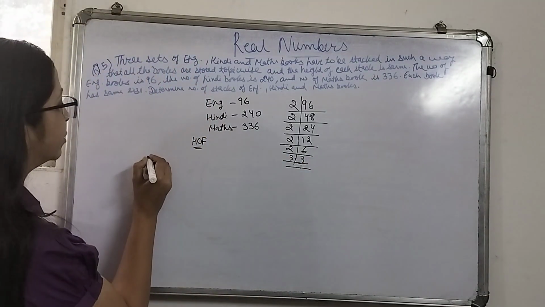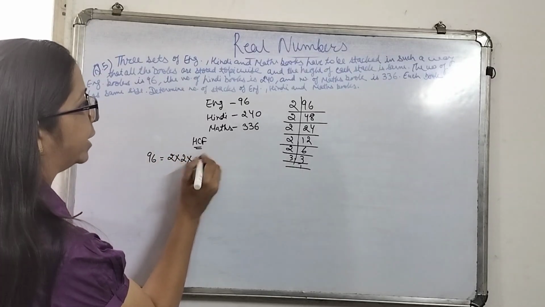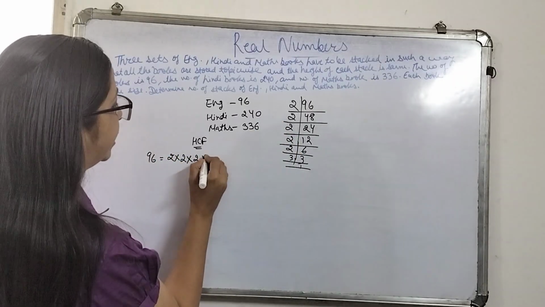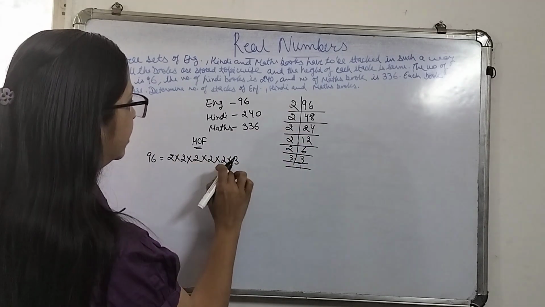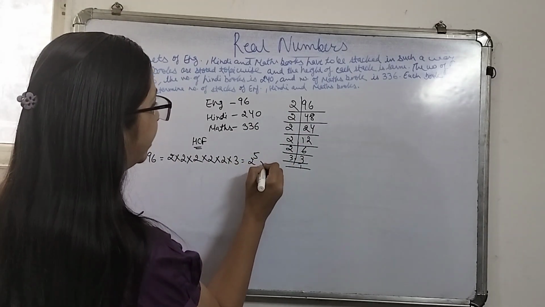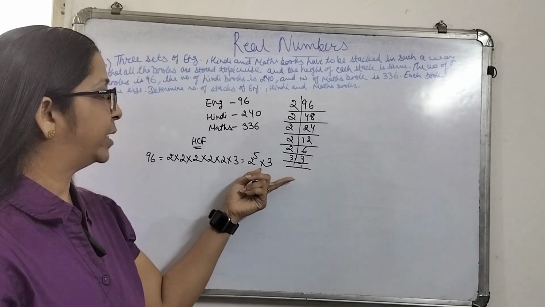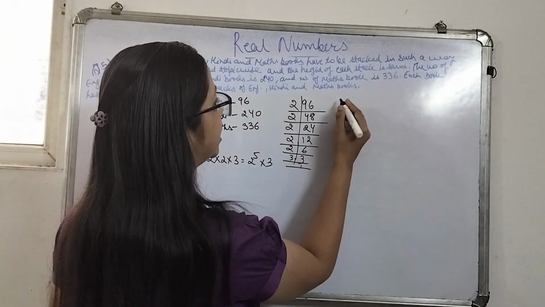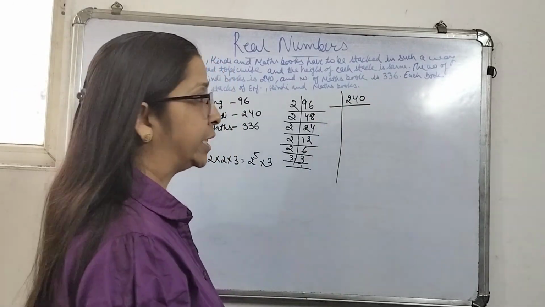So, 96 could be written as 2 multiplied by 2 multiplied by 2 multiplied by 2 multiplied by 2 multiplied by 3. That is 2 raised to the power 5 multiplied by 3. 96 could be written as 2 raised to the power 5 multiplied by 3. Now let us see the prime factorization of 240, we will check.